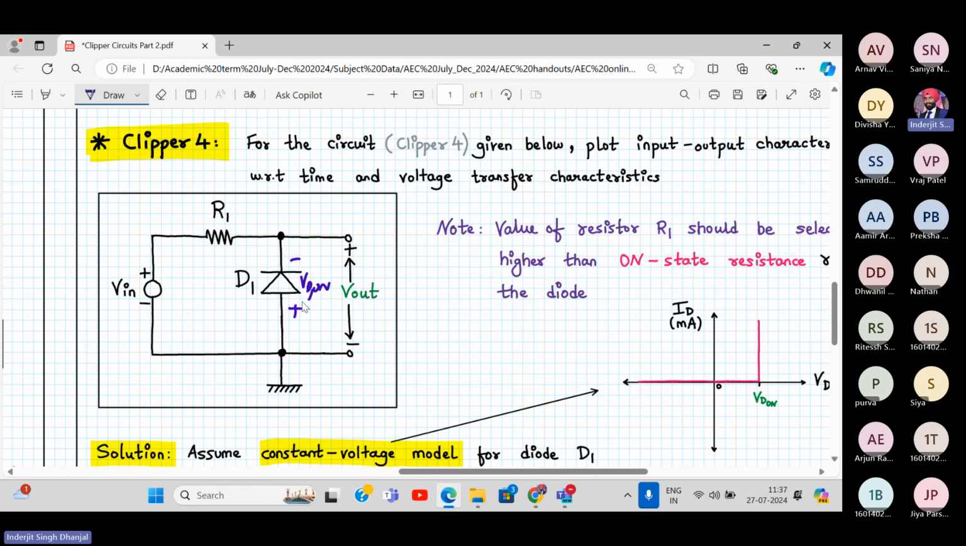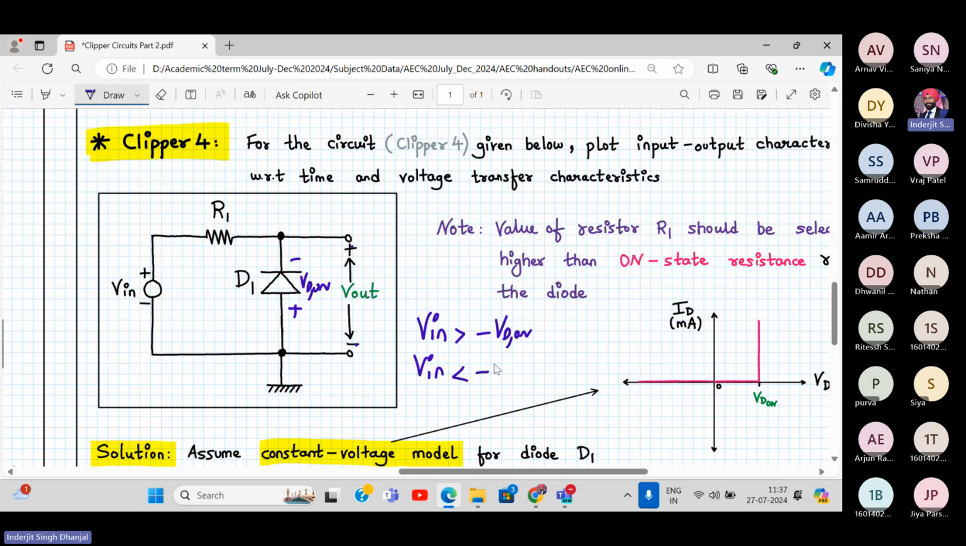Now tell me, the clipping level will be: V in should be greater than or equal to what? Minus VD on or plus VD on? Can you tell me what it should be? It should be minus VD on, because over here the diode is connected in reverse. The output voltage is positive here, negative here, so the output voltage will also be minus VD on when the diode is on. So the clipping level will be minus VD on.